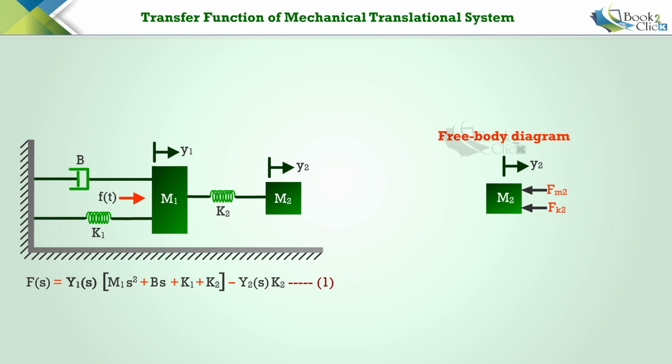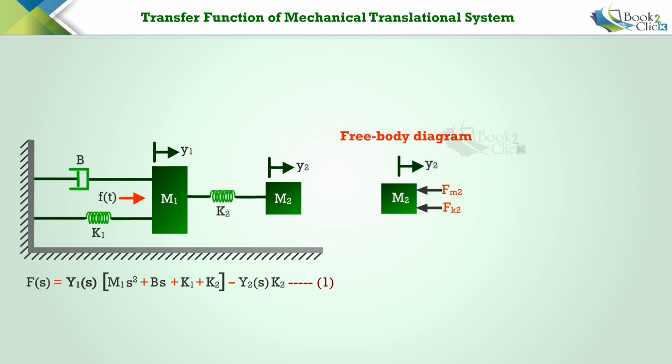Now, let us quantify the opposing forces acting on mass m2. The opposing force F m2 offered by the mass equals m2 multiplied by acceleration d square y2 divided by dt square. The opposing force F K2 offered by the spring K2 equals K2 multiplied by displacement y2 minus y1.